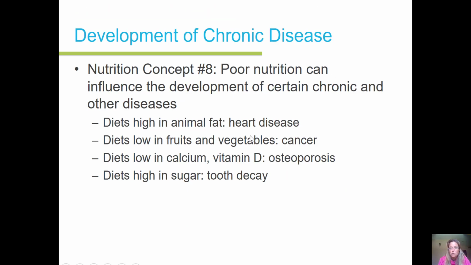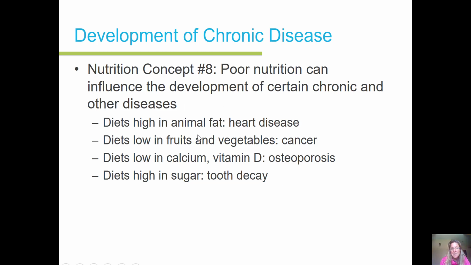Concept 8, poor nutrition can influence the development of certain chronic diseases. Chronic diseases means that it can occur over a long span or long period of time. It doesn't just occur overnight, but it could take years sometimes to even develop this chronic disease. So research is linking each one of these together.